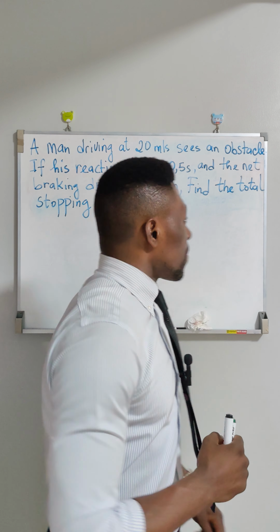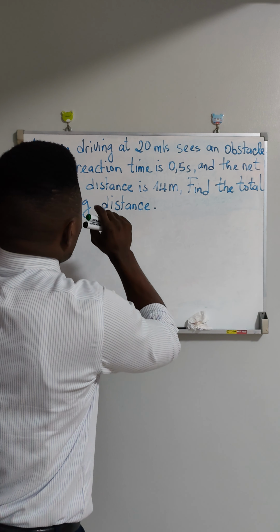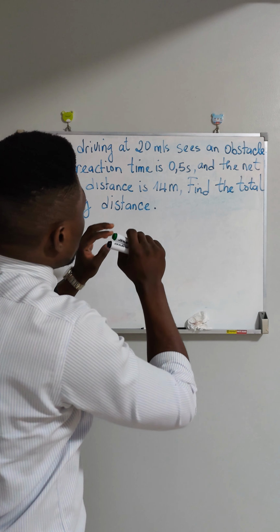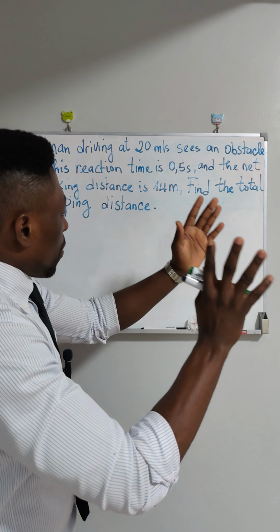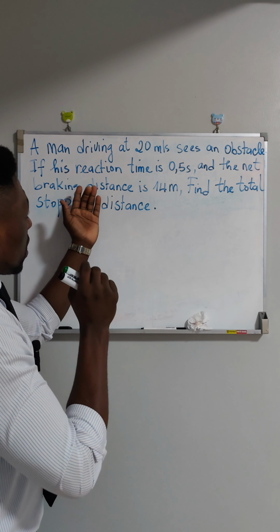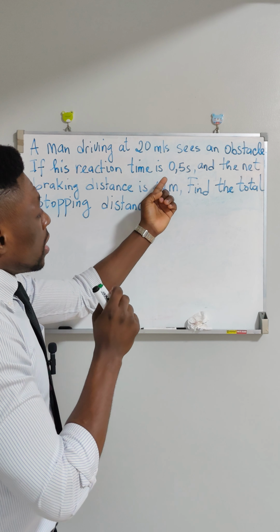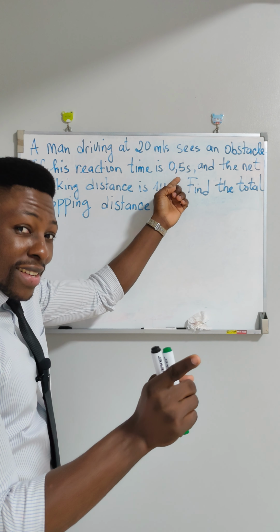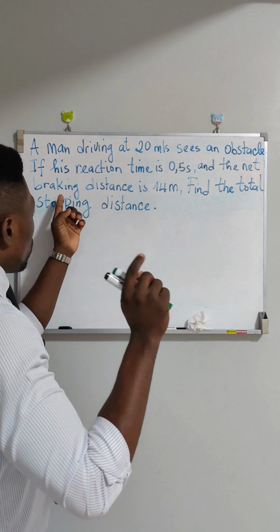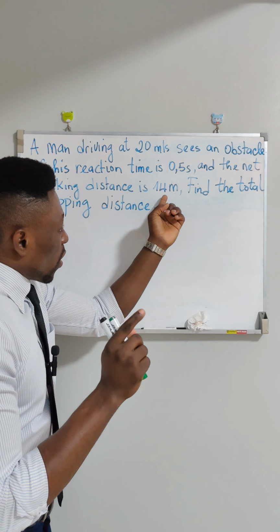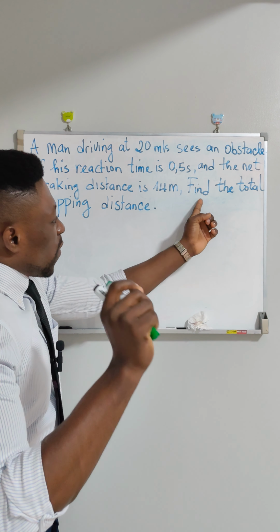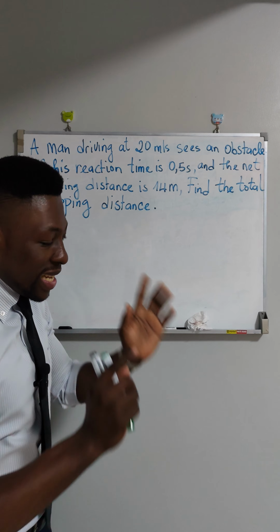Tomorrow will be better. A man driving at 20 meters per second sees an obstacle. If his reaction time is 0.5 seconds and the net braking distance is 14 meters, find the total stopping distance.